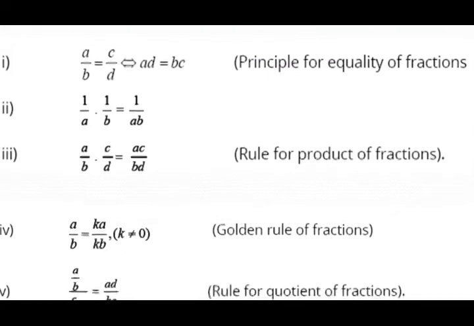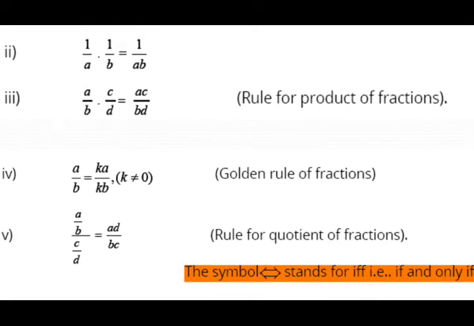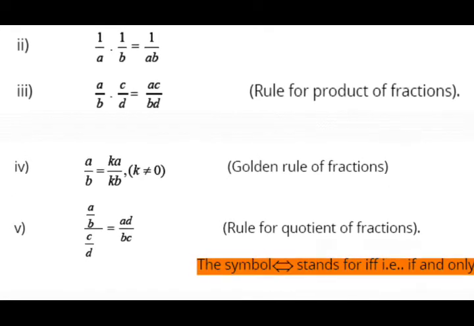If two fractions are multiplied, numerator multiplied by numerator and denominator multiplied by denominator, it is called the rule for product of fraction. If a fraction's numerator and denominator are multiplied by the same number not equal to 0, it is called the golden rule of fraction. If two fractions divide, the fraction in the denominator is reversed; this is the rule for quotient of fraction.